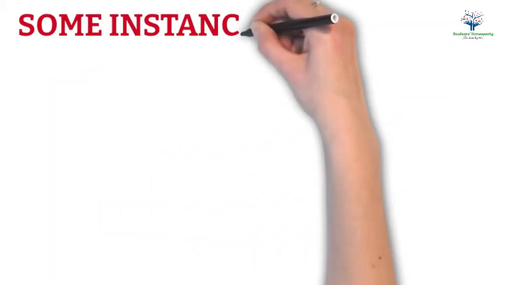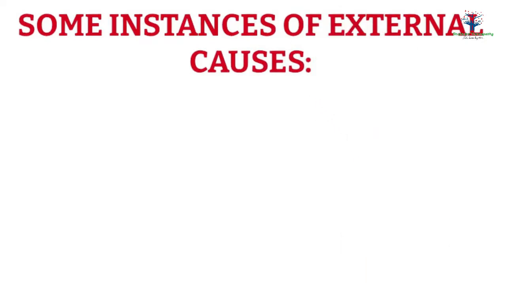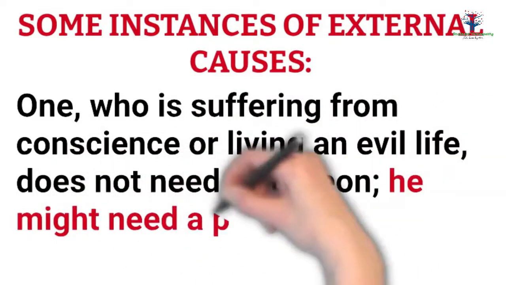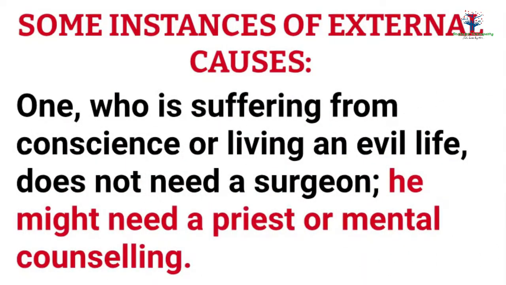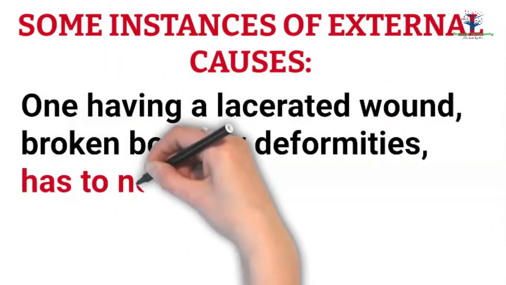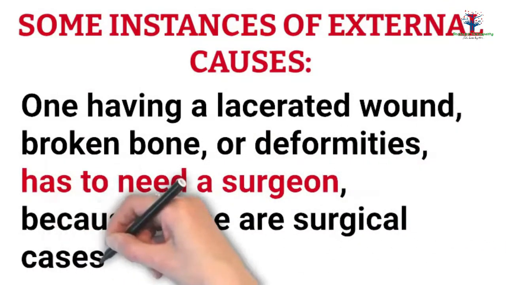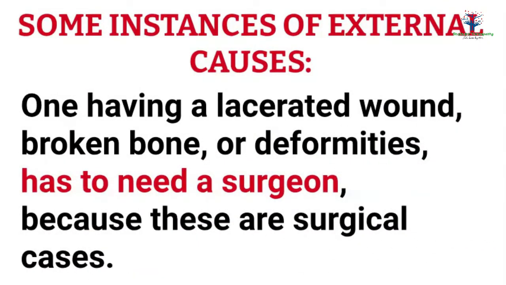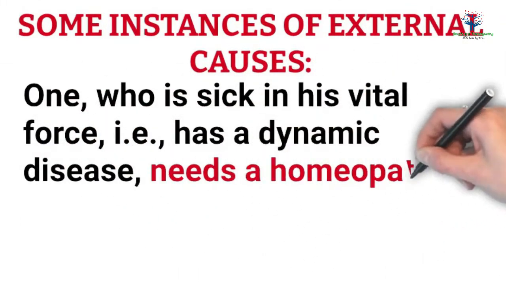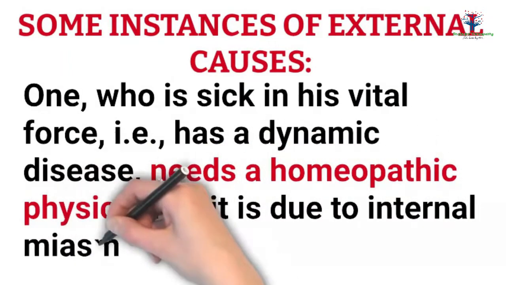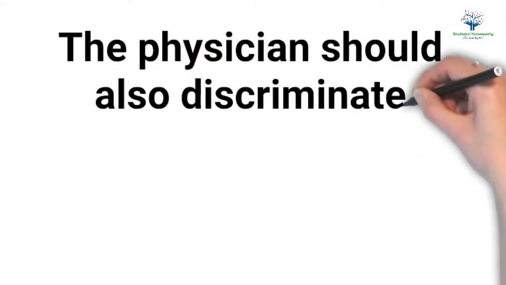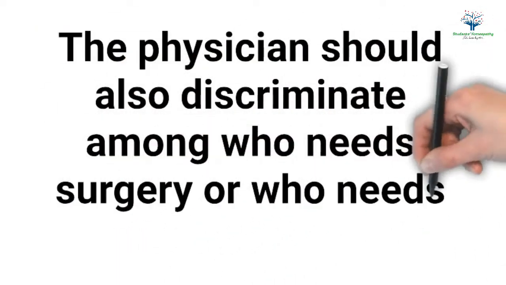Some instances of external causes are: one who is suffering from conscience or living an evil life does not need a surgeon. He might need a priest or mental counseling. One having a lacerated wound, broken bone or deformities needs a surgeon, because these are surgical cases. One who is sick in his vital force, that is, has a dynamic disease, needs a homeopathic physician as it is due to internal miasmatic cause. The physician should also discriminate among those who need surgery or who need counseling.